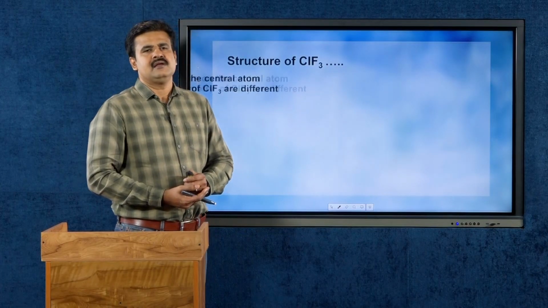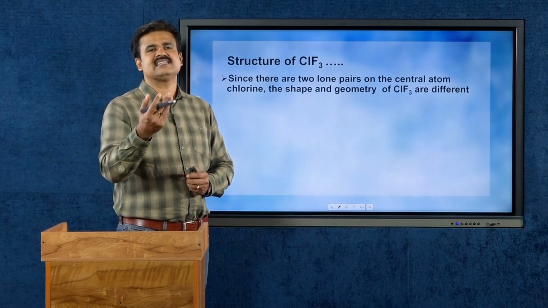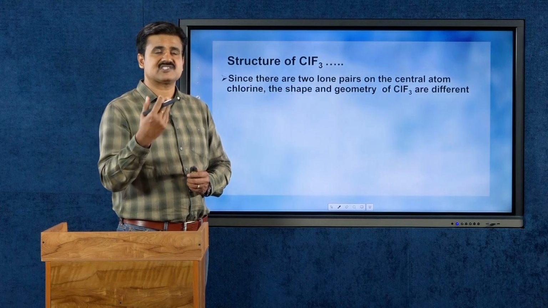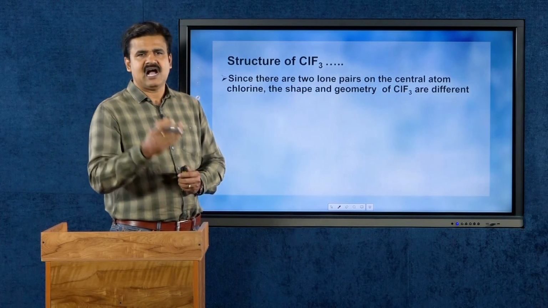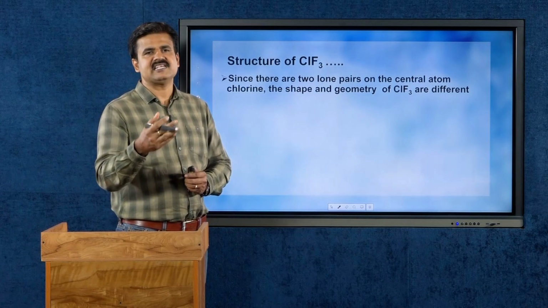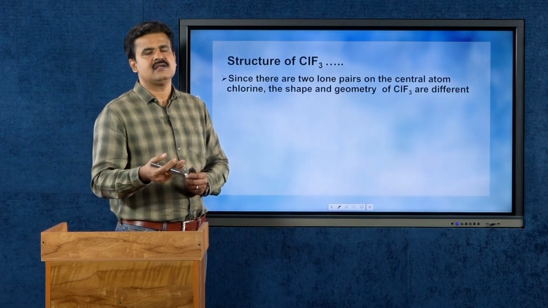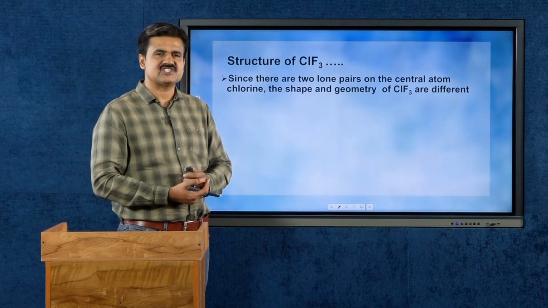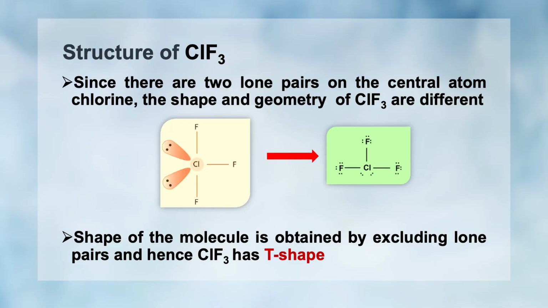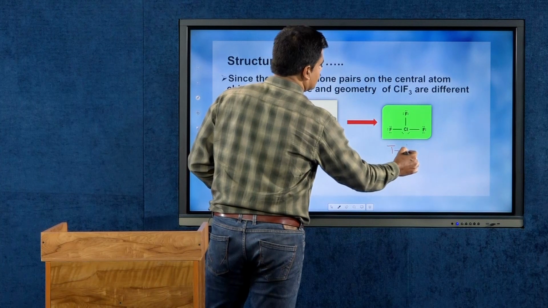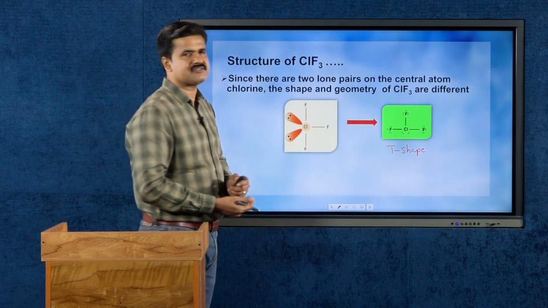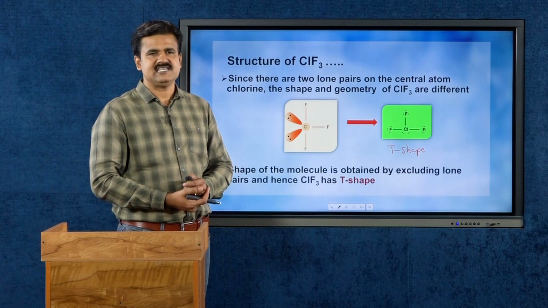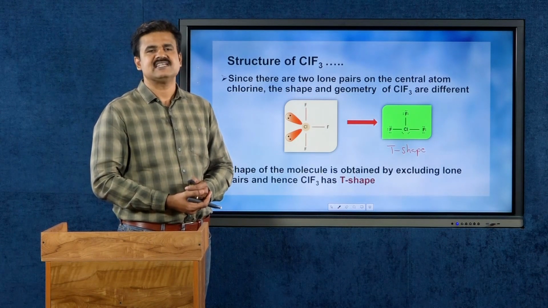Now, moving on to the structure. Since there are 2 lone pairs, the shape or structure is different from the geometry. And it is clear that the geometry is different from the shape or structure, and hence if you ignore the contribution from the lone pairs, we will get the shape of the ClF3 molecule. Whenever you ignore these two lone pairs, you will arrive at a shape, and this shape is called the T shape. So, the ClF3 molecule has a T structure, or the ClF3 molecule shows T shape.